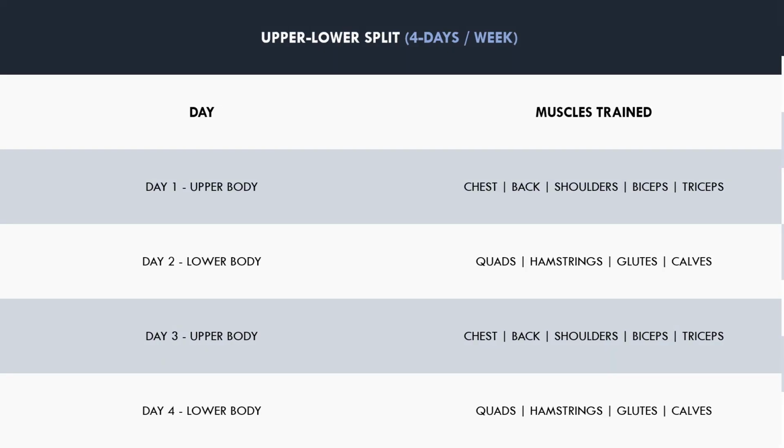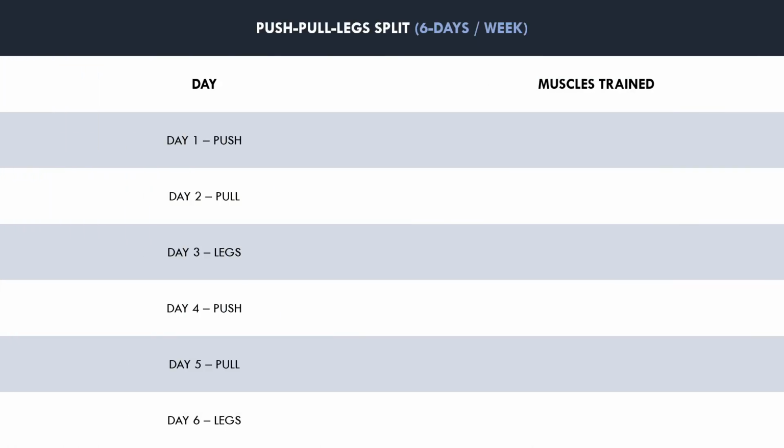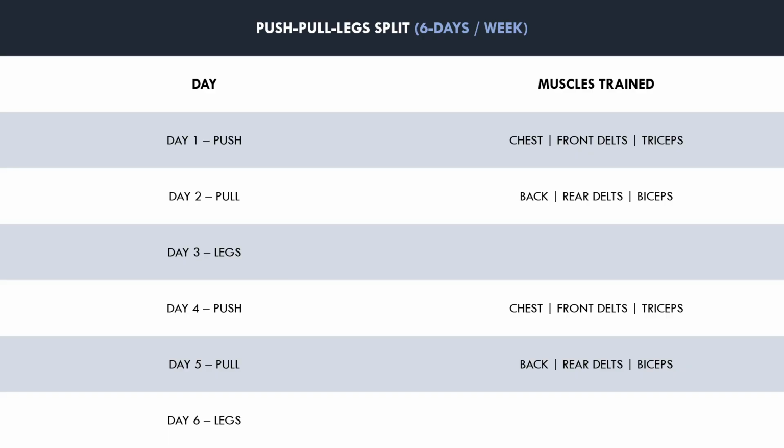Another example would be the push-pull leg split, which trains the pressing muscles on days 1 and 4, so the chest, front delts, and triceps. The pulling muscles are trained on days 2 and 5, which would be the back, rear delts, and biceps, and the lower body is trained on days 3 and 6, so the quads, hamstrings, glutes, and calves.